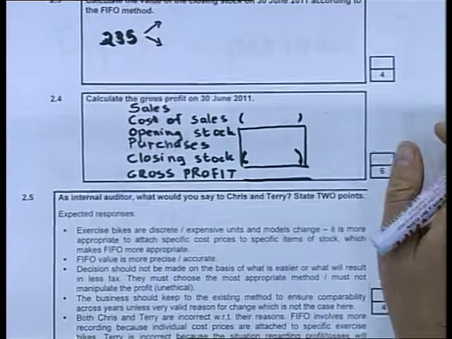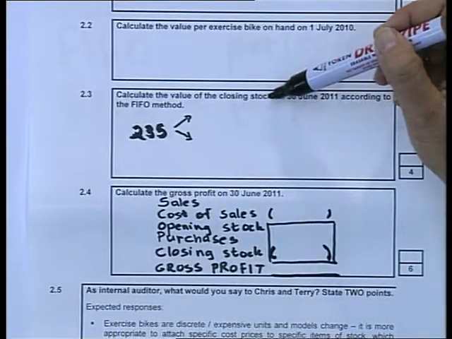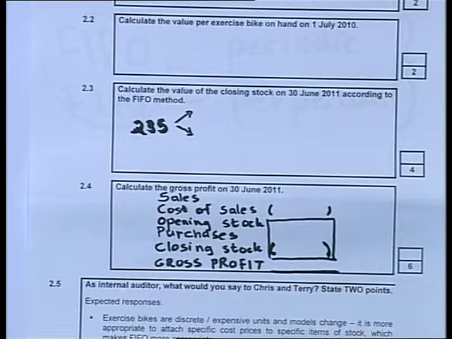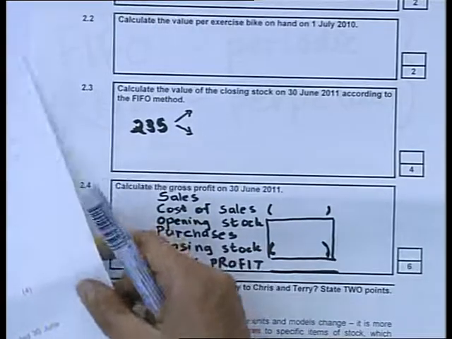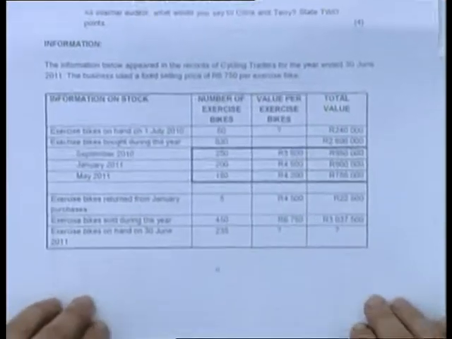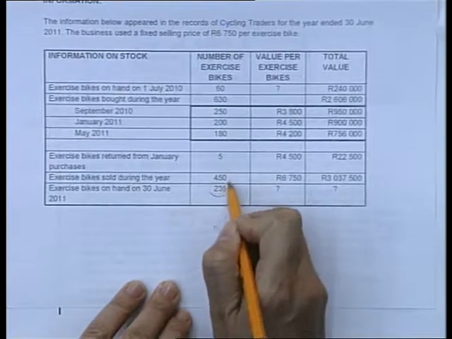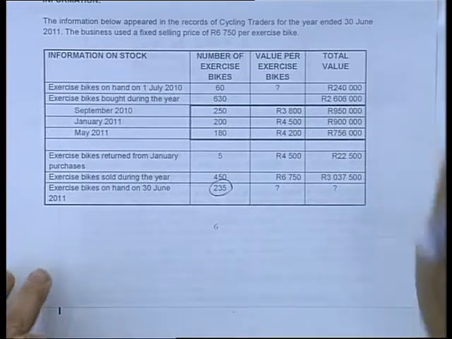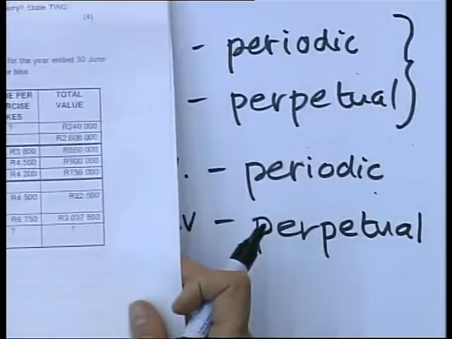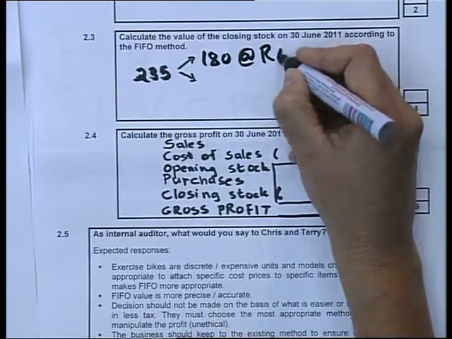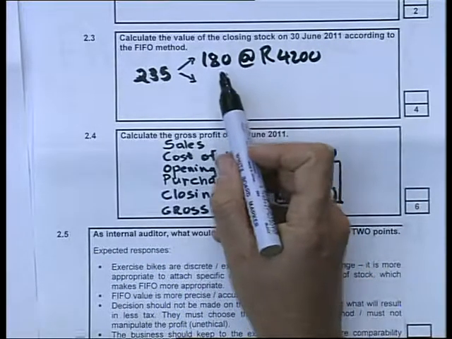Okay, but once again in this question you would have seen 2.3 first asks you to calculate the value of your closing stock. So 2.3 leads you to this answer here, and that helps quite a lot. Let's quickly look at the value of your closing stock, just to help you a little bit when you do this for homework. Remember it's first in, first out. So the closing stock here is 235. Remember what we said, it will be the stock purchased last. So the stock purchased last was 180 units at 4,200.